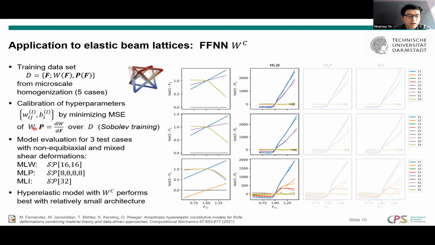Oh, yes, I agree. Because once you have the stress, another way to do this is to predict the energy, and then you calculate the stress with respect to your input, by automatic differentiation. Yeah, that's exactly what we are doing. Of course, we need to compute the stress, and this is done using automatic differentiation. Yes. Thank you.